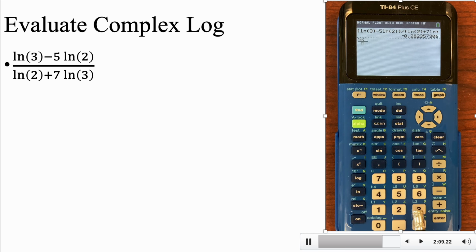I can just say ln 3 minus 5 ln of 2. And again, I still need to close off the individual parentheses. I don't have a choice about that. That still needs to happen. But I don't need to worry about parentheses on the numerator or denominator. So I have ln of 2 plus 7 ln of 3. And now when I hit enter, I see I can get the exact same answer. So using the alpha y equals option to create a fraction is very beneficial. It will make your life a lot easier when typing these things out.